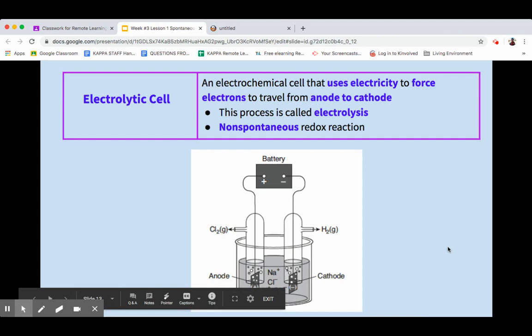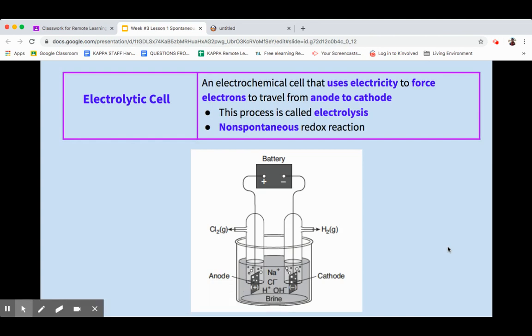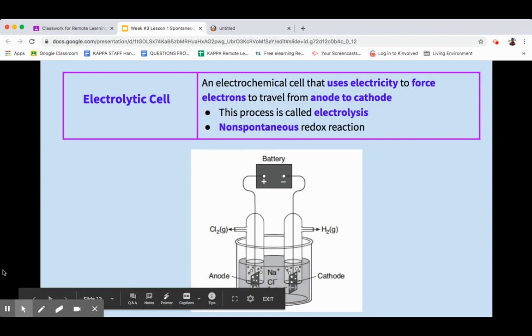All right, so here's a definition. An electrolytic cell is an electrochemical cell that uses electricity to force electrons to travel from the anode to the cathode. This process is called electrolysis, and it's a non-spontaneous redox reaction. Pause the video now so you can write down this definition.